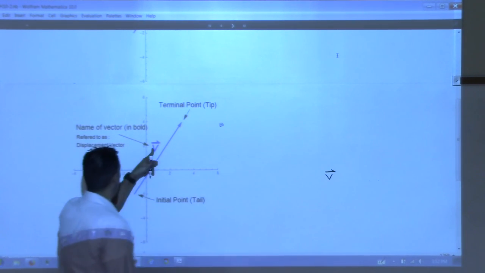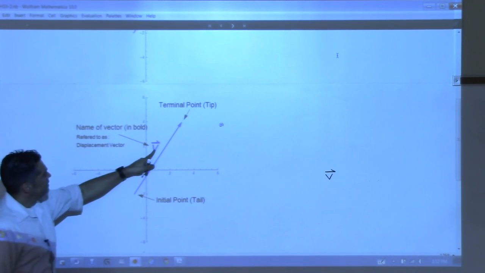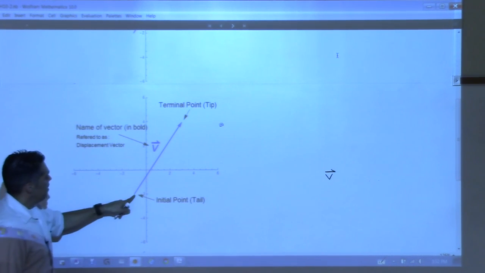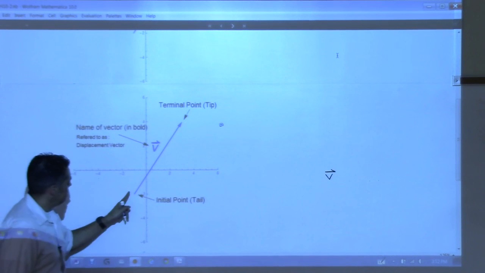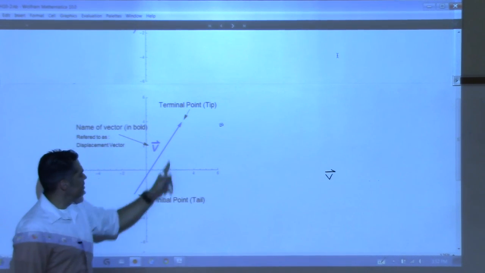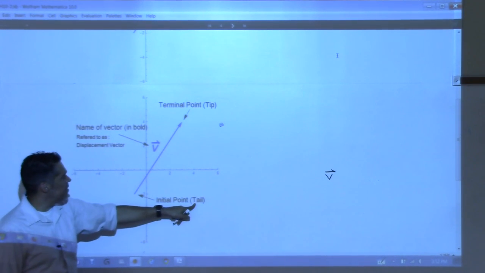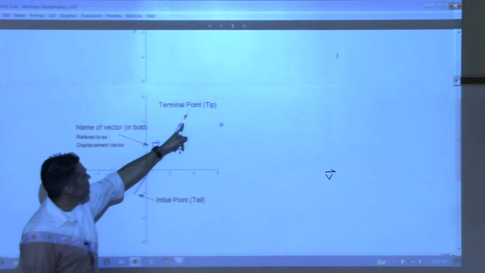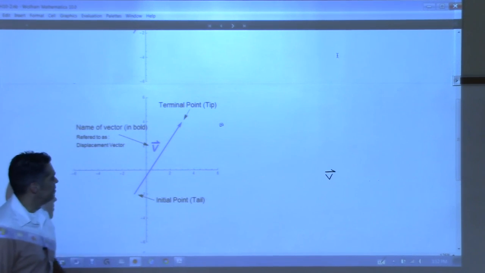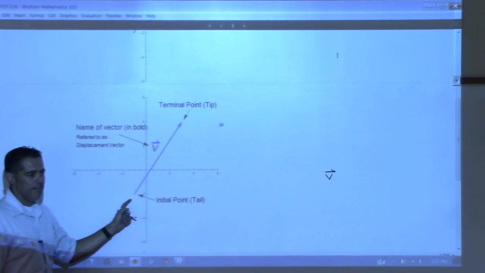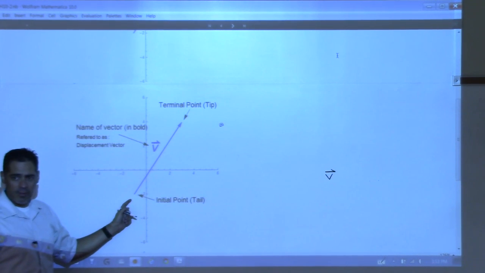Again, it's in bold, or it can be V with the little half arrow. Where we start, where we point from here to here, this is called the initial point or the tail of the vector. And then the end is called the terminal point or the tip. So we have tip and tail. All right? Does this look familiar for those of you who've seen vectors? Okay.